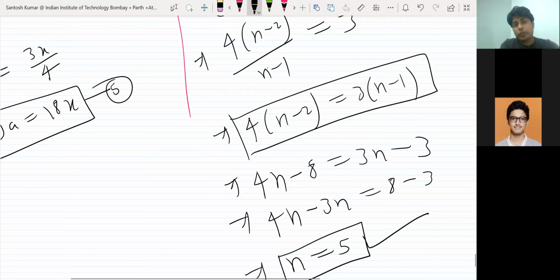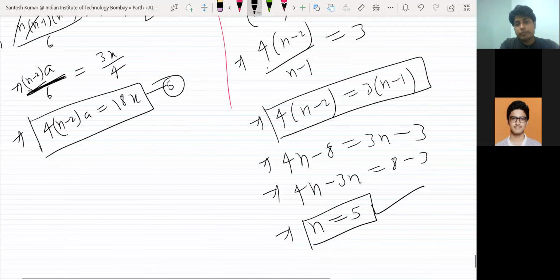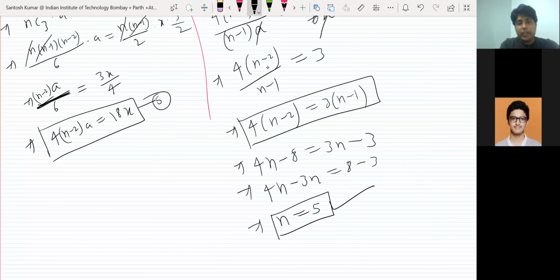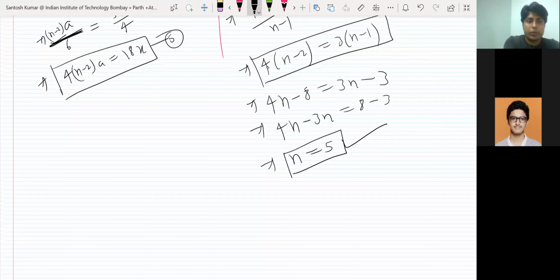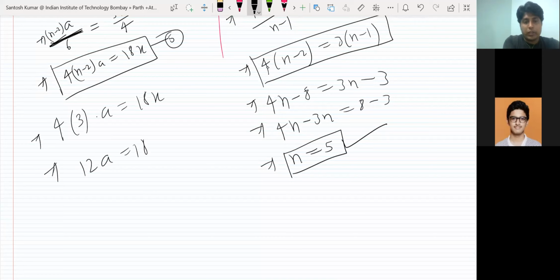Now what do you want more? You want a and x also. So n you got. Now you replace in 5. So equation 5, if you put n as 5, so what will happen? 4 times (5 minus 2), 5 minus 2 is 3, a is equal to 18x. So from here you get 12a is equal to 18x. So you can cancel 6, 6 2s are 12, 6 3s are 18. So 2a is 3x. So you have now a relation.